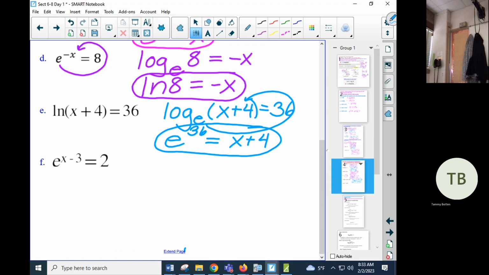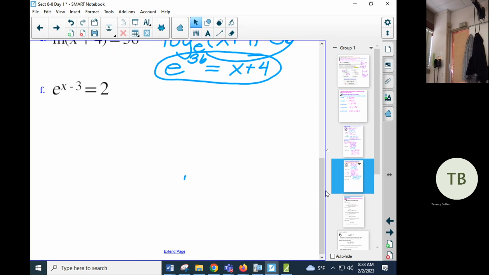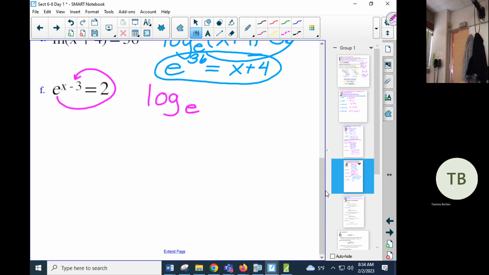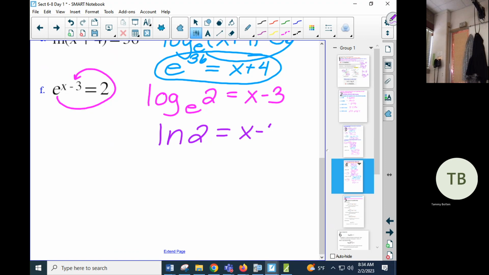And then this last one here, again, is in exponential form. So the first thing I do is just put it in log form and then change it to a natural log. So it would be log, and if I think of this loop, the e would go here. The next thing that comes is the 2, and it equals the power, which is x minus 3. And then I started in exponential form, changed it to log base e. And then the last thing I do is just replace log base e with natural log. And then it's 2 equals x minus 3.